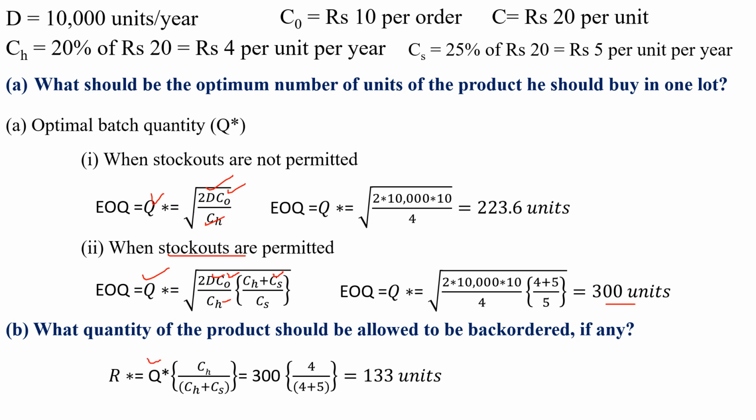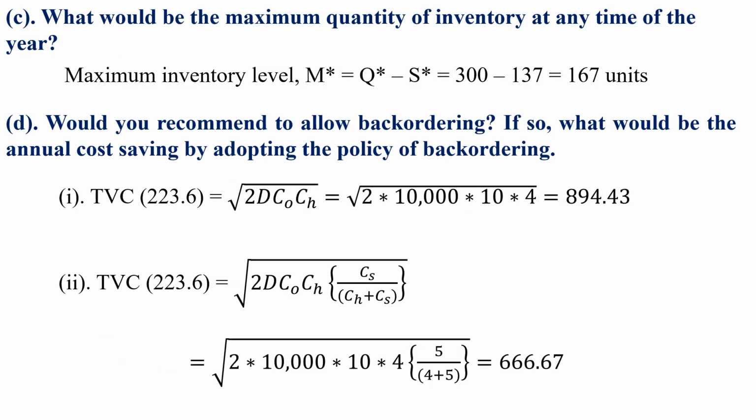Here Q star we have to consider is the optimal batch quantity when the shortage is allowed, that is 300. So here Q star equals 300, CH value is 4 rupees and the CS value is 5 rupees. Substitute all the values in the R star equation, we will get R star equal to 133 units.